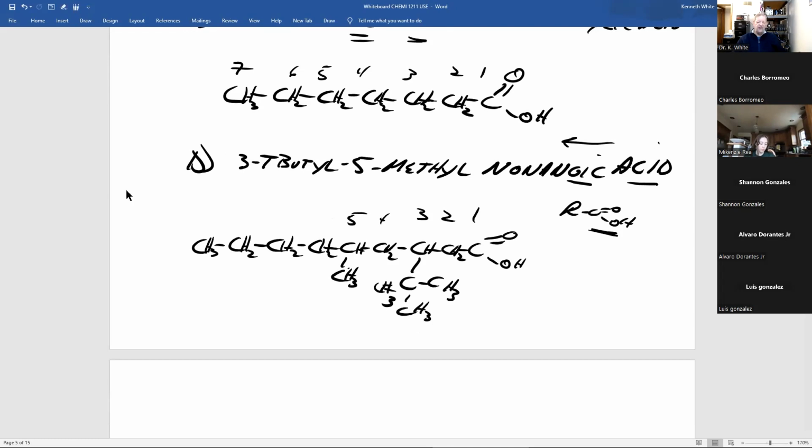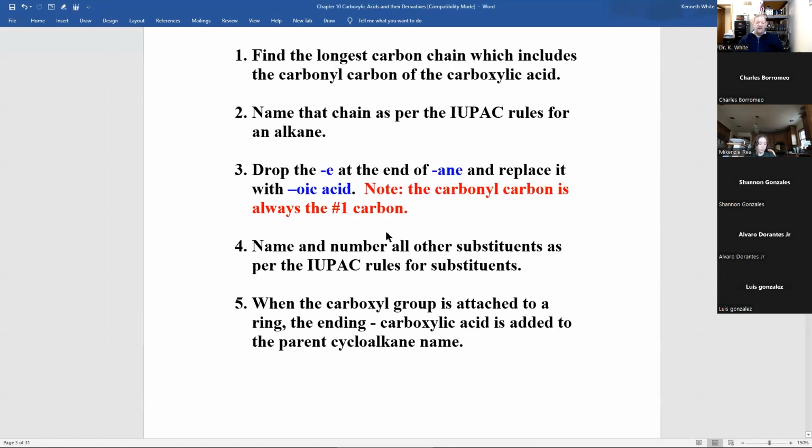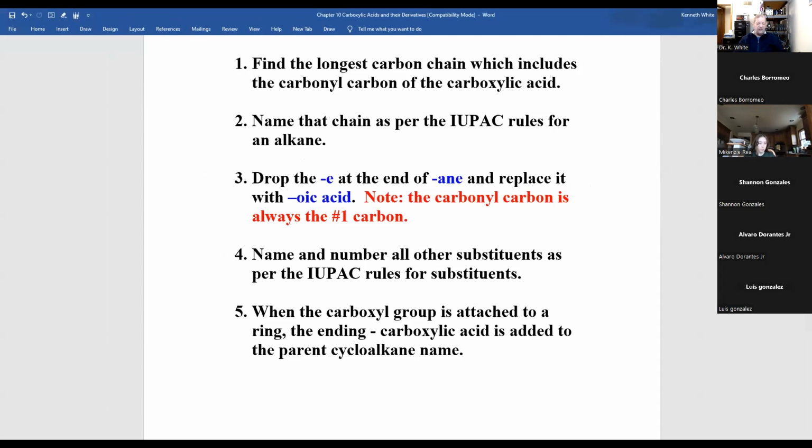And that's the structure. 5 methyl, 3 t-butyl, and this is 9 carbons. I counted right. Yep, 5 plus 4 is 9. I did. Yay, Dr. White. And that's how you do it. So that's how you do nomenclature of carboxylic acids, IUPAC nomenclature. And what I just went through is on this chart. And it looks like I got to do something. Hang in there.